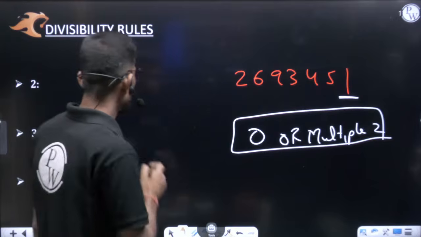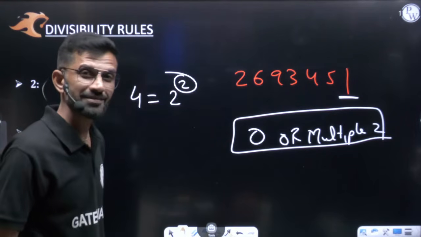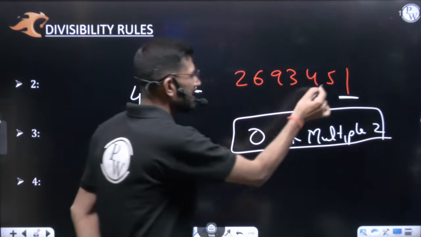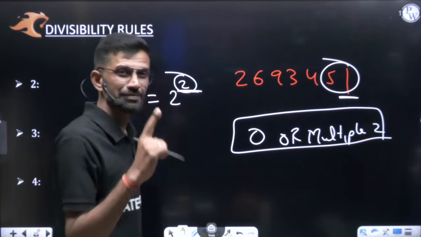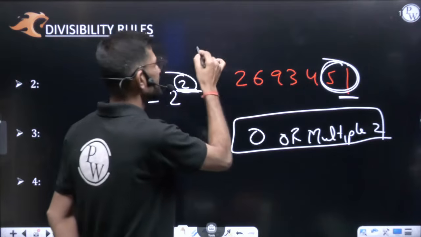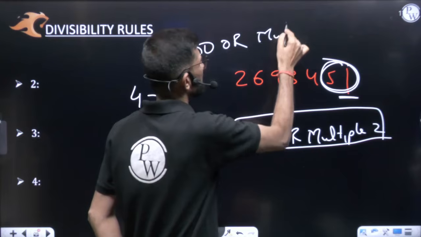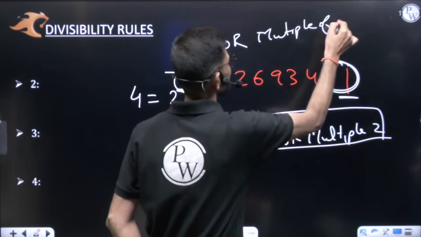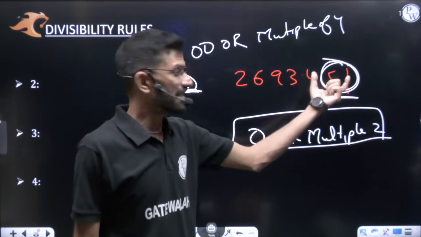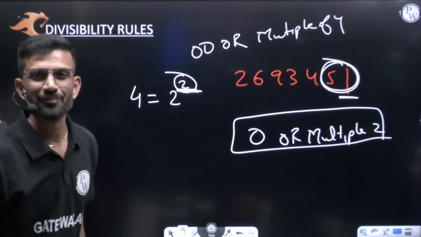Like 4 can be written as how? 2 square. 4 can be written as 2 square. Means any given number, the 4 divisibility rule says that the last 2 digits should be 0, 0 or the last 2 digits should be a multiple of 4. Any given number, if the last 2 digits are 0, 0 or else the number formed by the last 2 digits is divisible by 4, then the given number is divisible by 4.